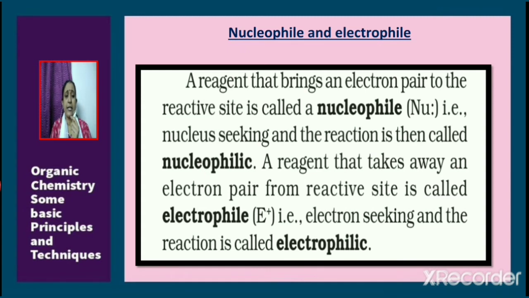A reagent that takes away an electron pair from reactive site is called electrophile. It is represented as E+. Electrophile is electron seeking, and the reaction is called electrophilic reaction.